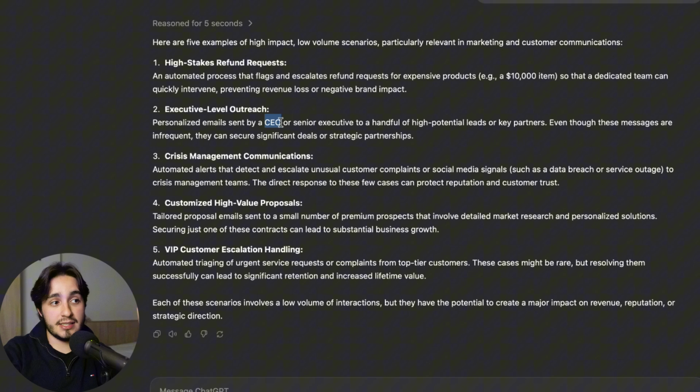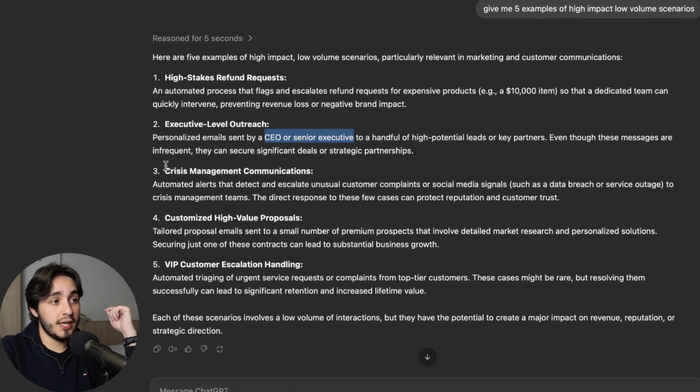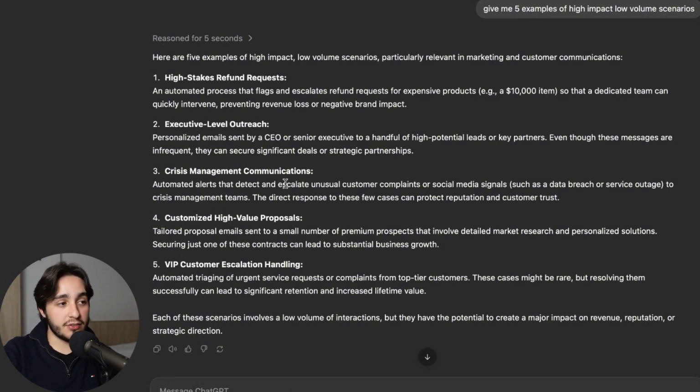So these could be CEOs or senior executives, and you could take a lot of advantage of using GPT 4.5 to craft better communication. Crisis management communications, and these could be automated alerts that escalate unusual customer complaints, or this could even be a system where you set up an RSS feed that reads the news. So whenever your company pops up in the news with a negative connotation, you can set this up, because you know negative PR is never good for business.